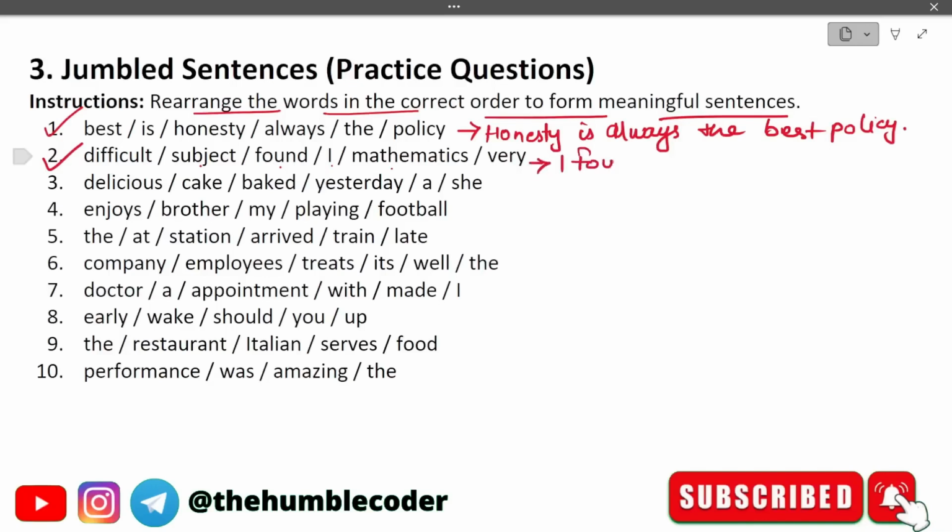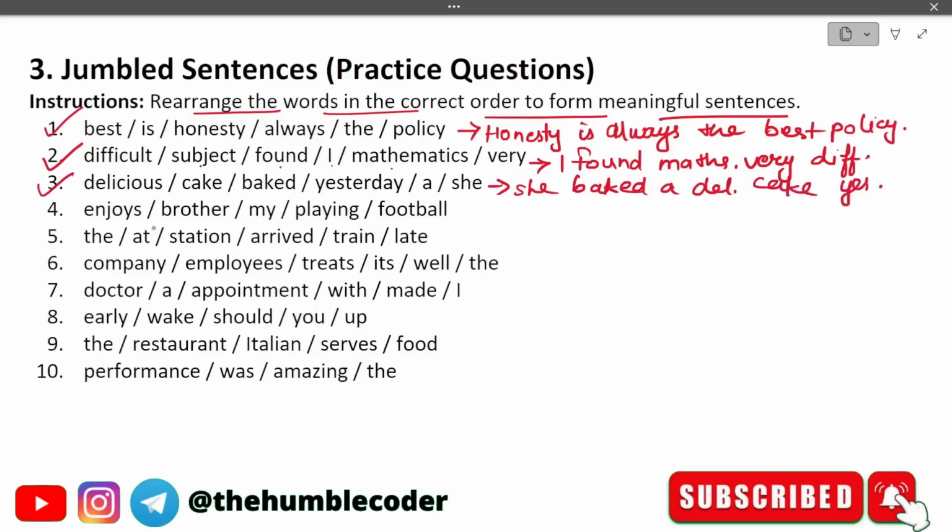I found mathematics very difficult. Okay, so this is the correct arrangement. Moving on to the third sentence. Delicious cake baked yesterday a she. So the correct rearrangement will be, she baked a delicious cake yesterday. Okay, this is the correct arrangement.